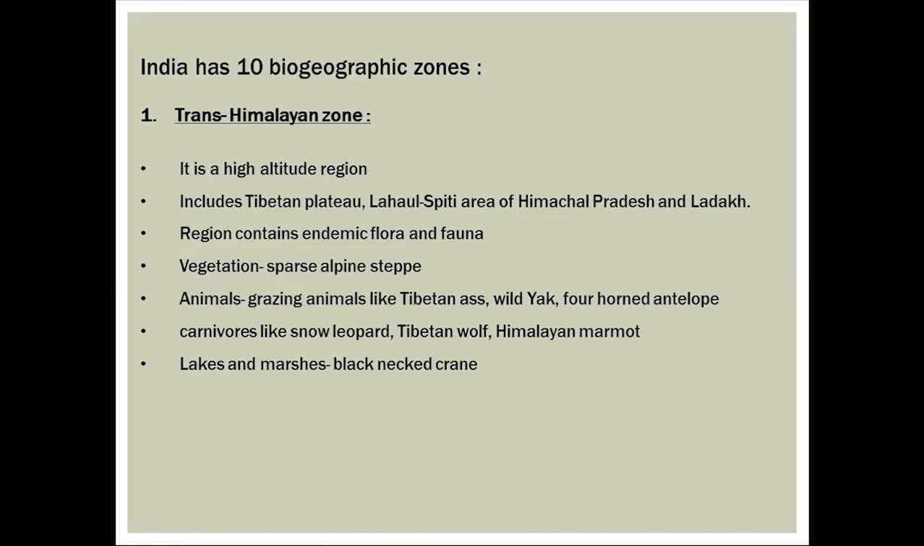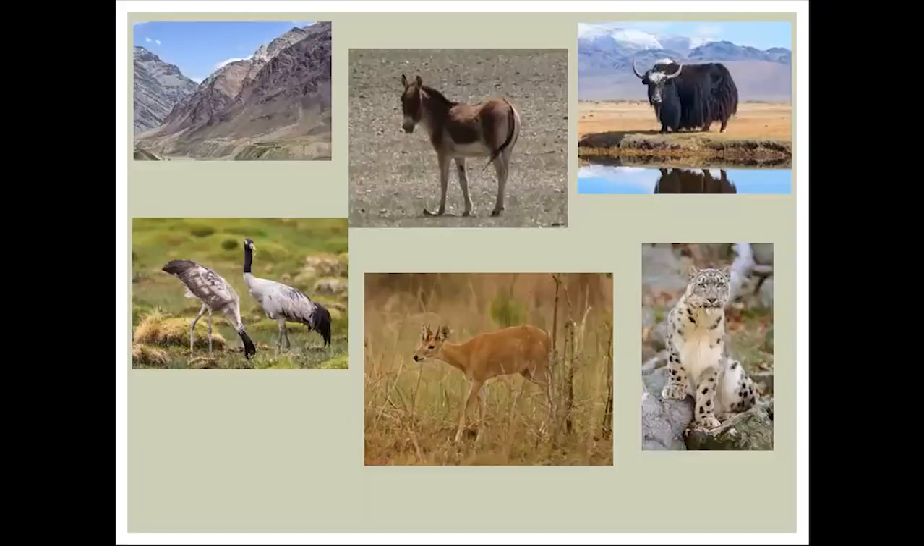Then there's a bird named black-necked crane, which can be seen in the lakes and marshes of this zone. This bird breeds in the Tibetan plateau and under IUCN status it is vulnerable. Then snow leopard. Snow leopard is found in this region. It is a state animal of Ladakh. It is again a vulnerable species.